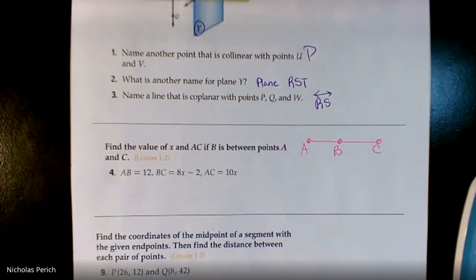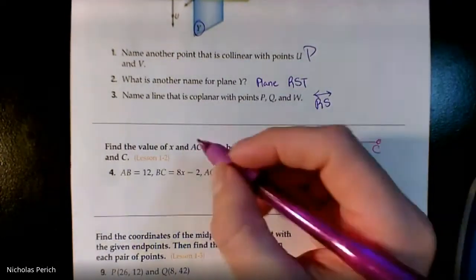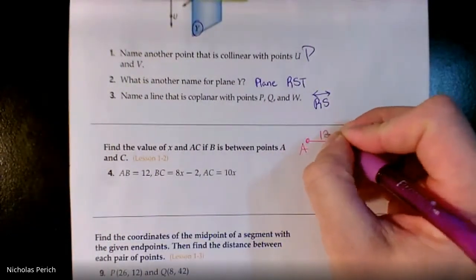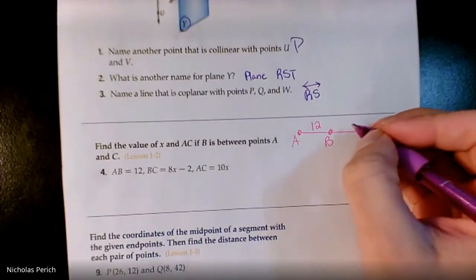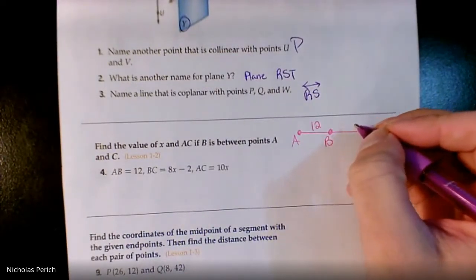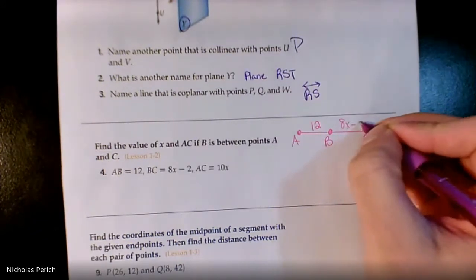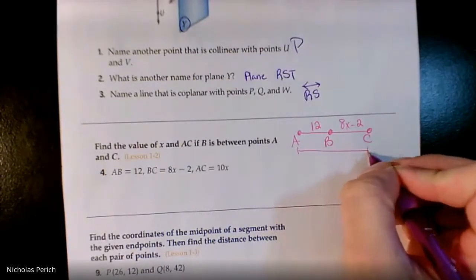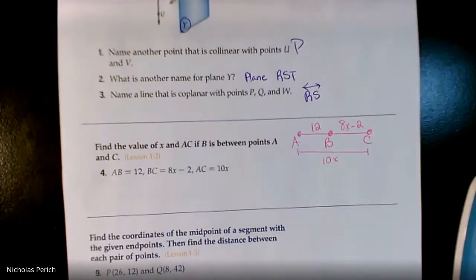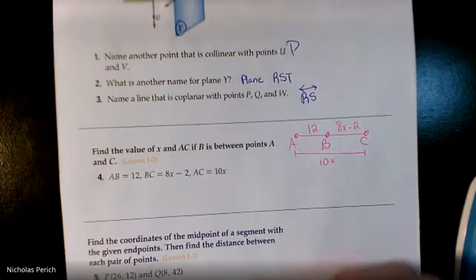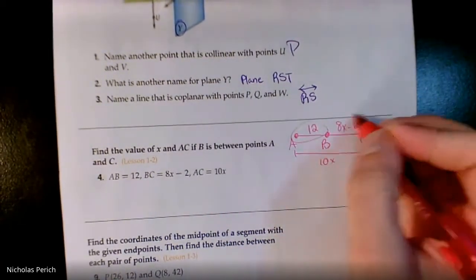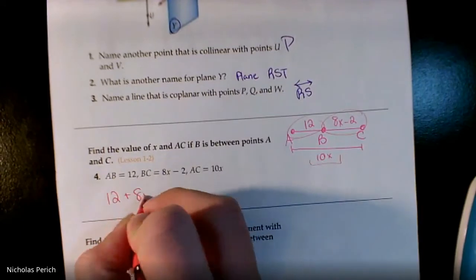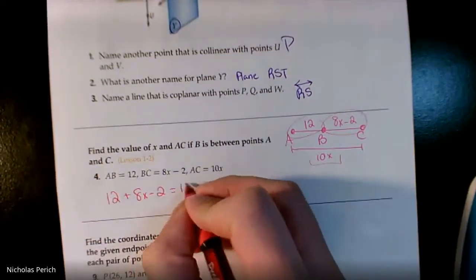All right. Find the value of X and AC, if B is in between points A and C. AB is 12. BC is 8x minus 2. And AC is 10x. Common sense tells me that 12 plus 8x minus 2 is going to equal 10x. So 12 plus 8x minus 2 is going to equal 10x.